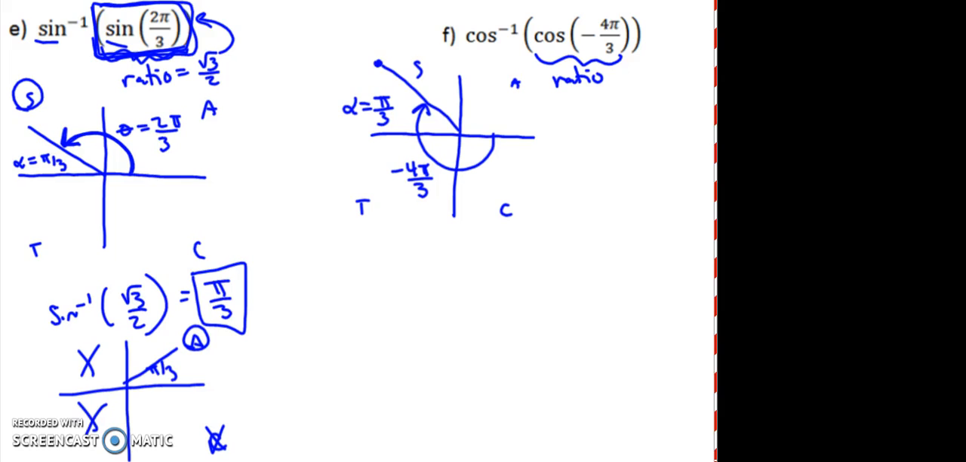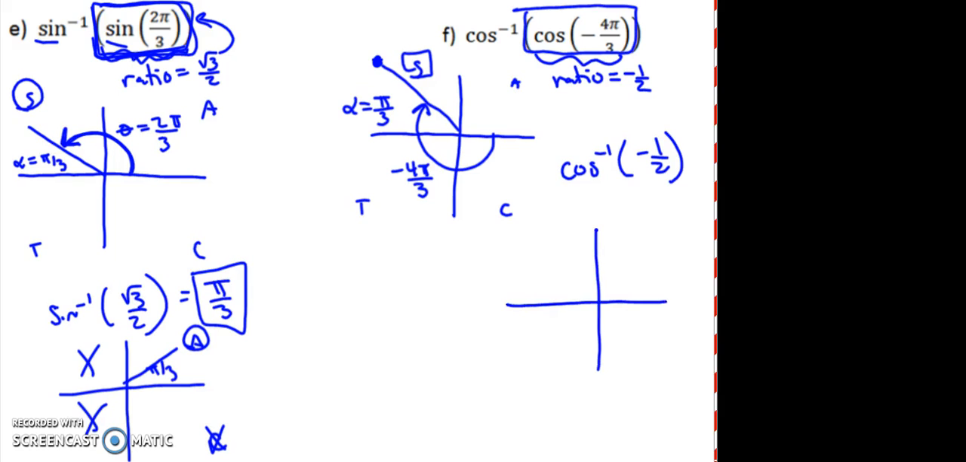What's the cosine? If I look at my unit circle, I've got an x and a y coordinate that corresponds to this particular point. The x coordinate: what's the cosine of pi over 3? The cosine of pi over 3 is 1/2. Since I'm in the second quadrant, though, this ratio is going to have to be a negative 1/2. So now I'm replacing this with a negative 1/2, and asking myself, where is the arc cosine of negative 1/2 going to be?